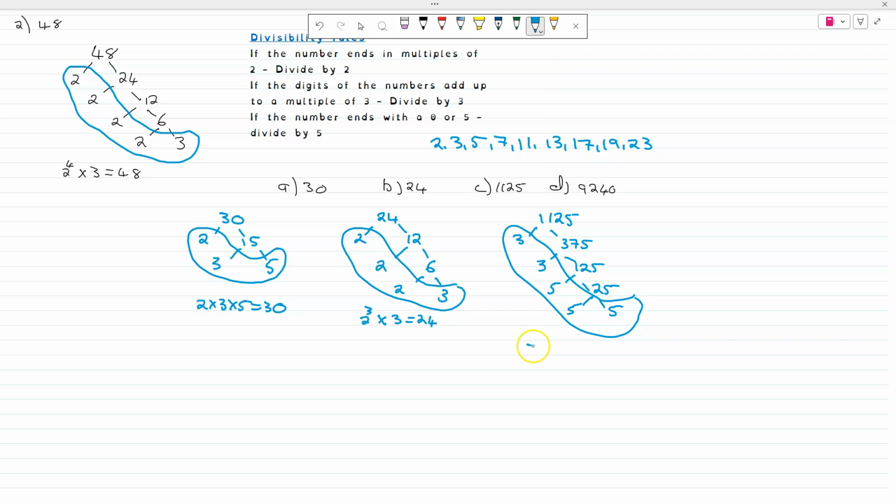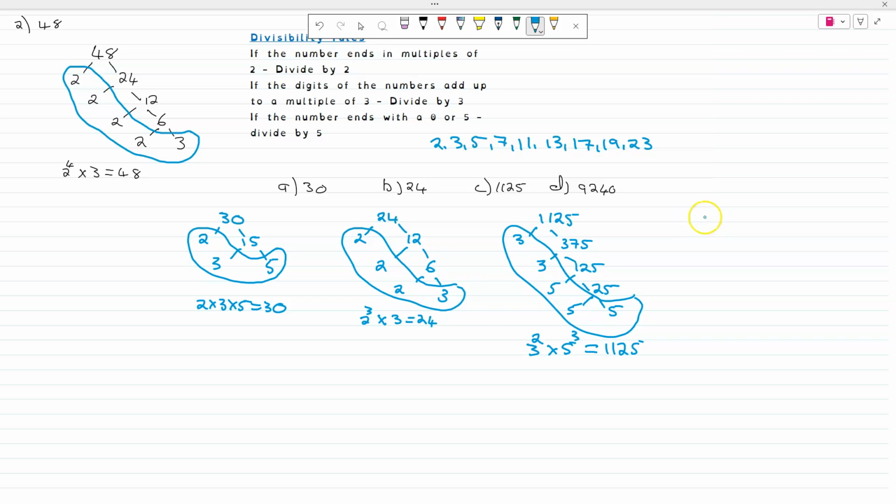So 3, 2 of them, times 5, 3 of them, equals 1,125. Not as difficult as we thought it would be, right? But we still need to do the long division, so it can be tedious and one can make mistakes when doing long division. And also, these are the type of equations that you will not be able to do with your calculator in the IGCSE exam. So we need to make sure that we actually know how to do this.